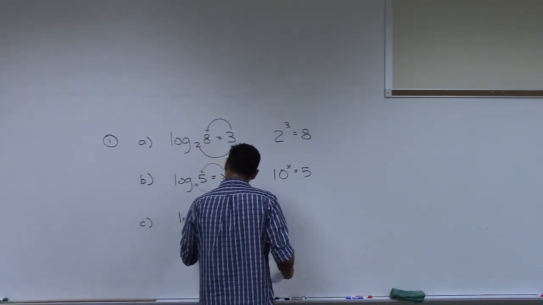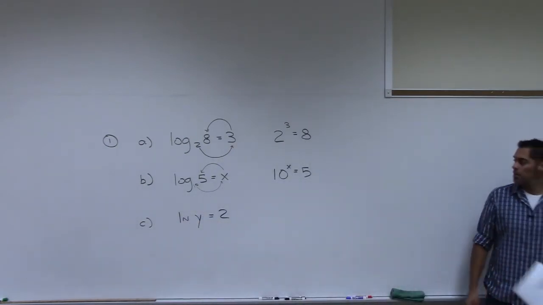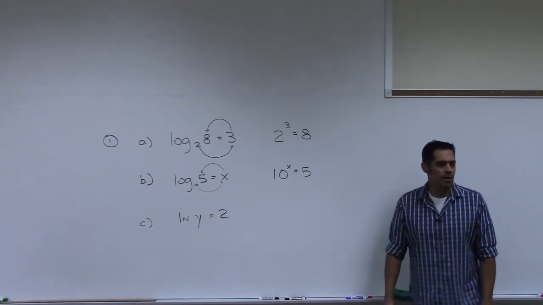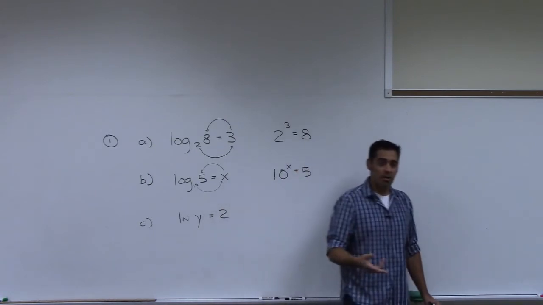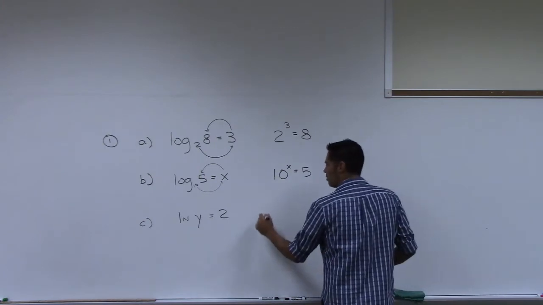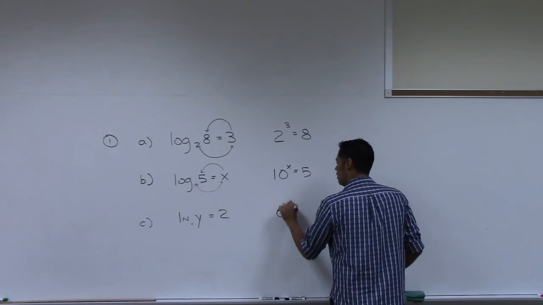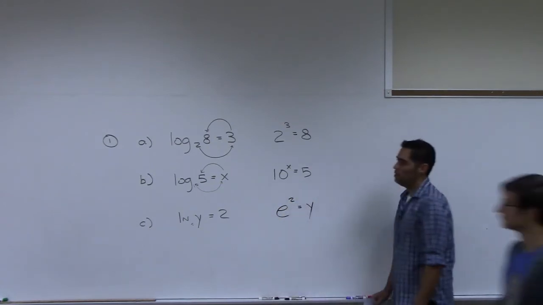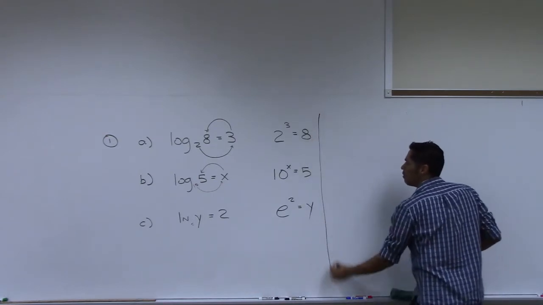Part C, natural log y equals 2. Same sort of story here. There's no base given, but you have to understand that the natural log has what base? E. So there's really an E here, and then you do the loop, and it's really E squared equals y. So we're done with number 1. Any questions there? No? Okay. Pretty straightforward there, right?